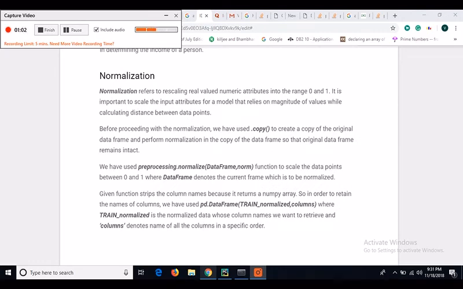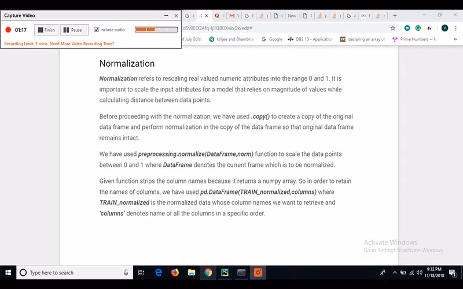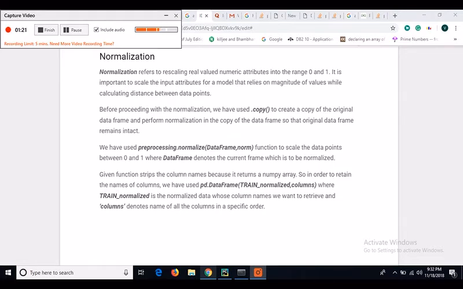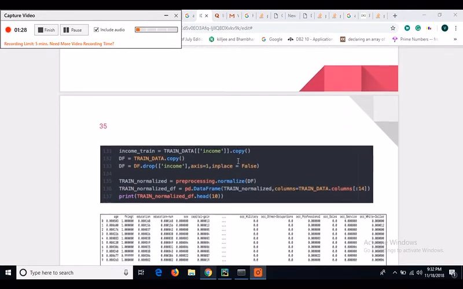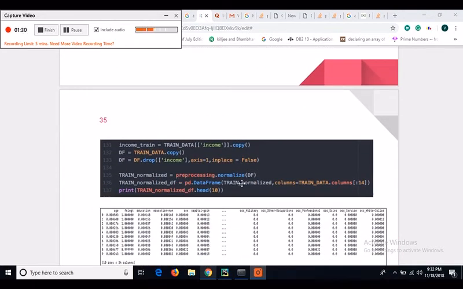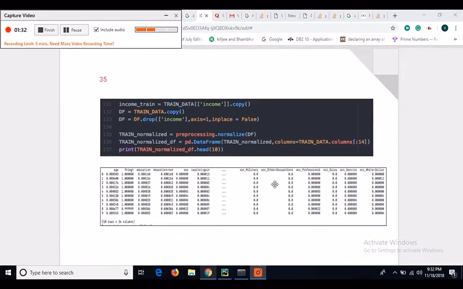Now we did the normalization. For normalization, we use the function preprocessing.normalize, and we pass the data frame. Normalization scaled all the values from 0 to 1, so that if there is any skewness left in the data set, it will be removed, because all the values will lie between 0 and 1. This is the Python code for the normalization.